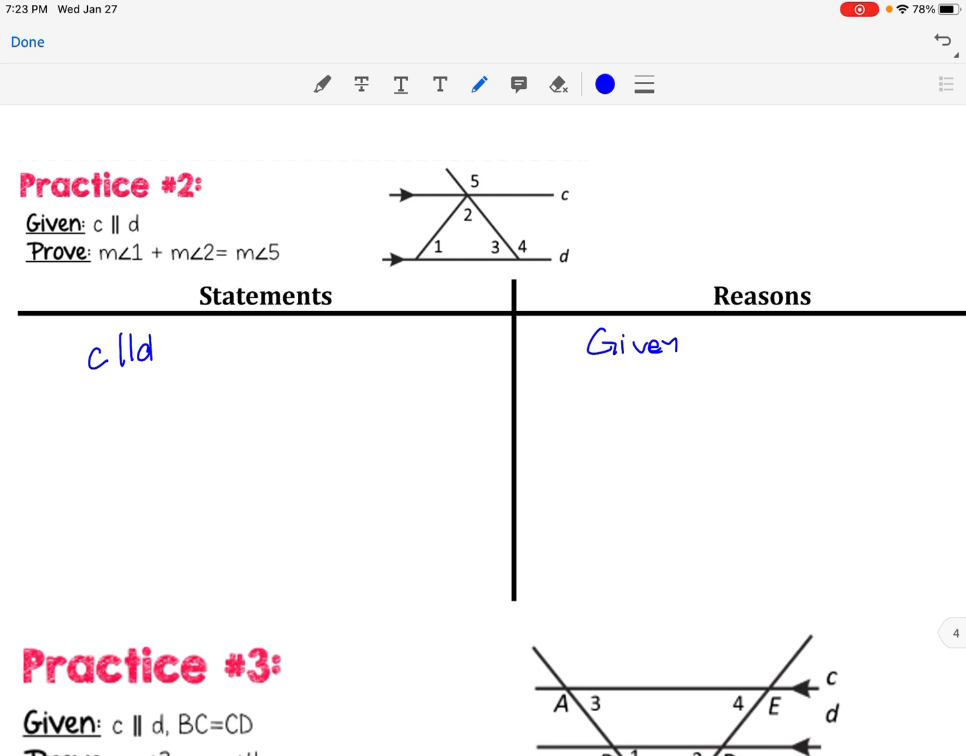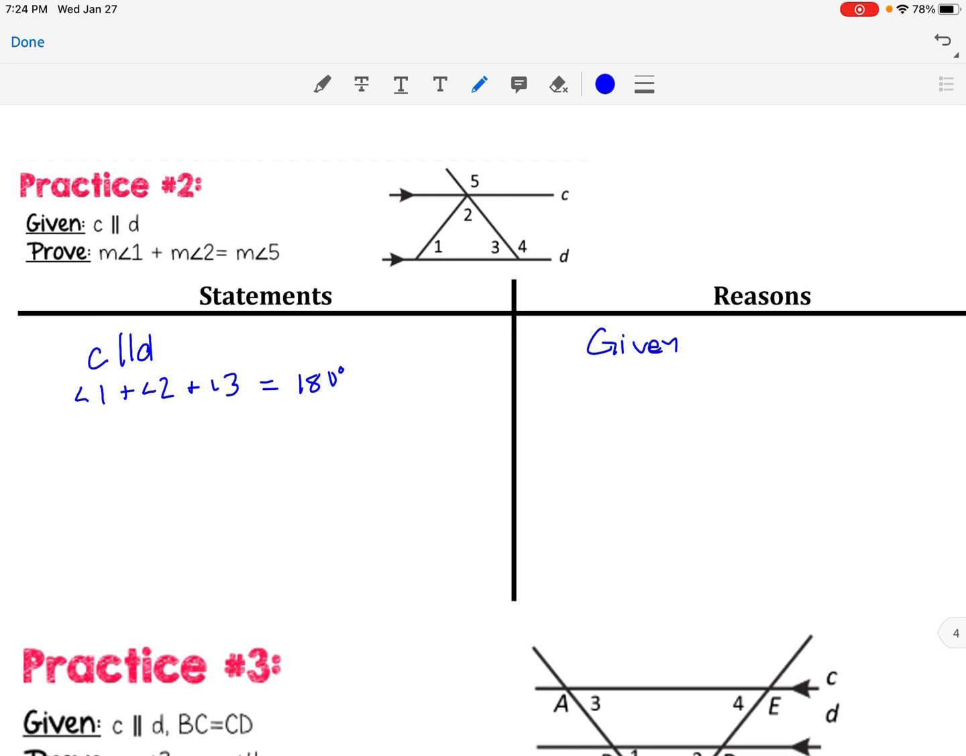Okay, information we know. So looking at this picture, what do we got? We are trying to prove that angle 1 and angle 2 added together equal the measure of angle 5. So the few things that we know: we have a triangle. We can start there. There are lots of different places you can start. I'm going to start there, angle 1 plus angle 2 plus angle 3. So the angles of my triangle add together to be 180 degrees.